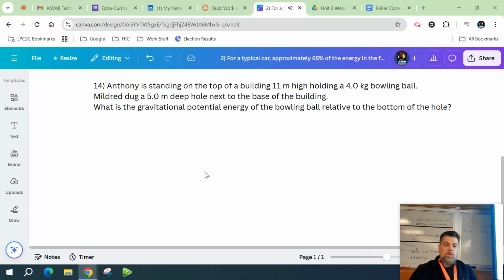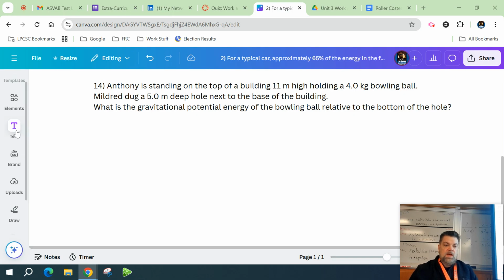All right, so it says Anthony is standing on top of a building 11 meters high, and is holding a 4 kilogram bowling ball. Mildred dug a hole 5 feet deep next to the base of the building. What is the gravitational potential energy for the bowling ball relative to the hole?